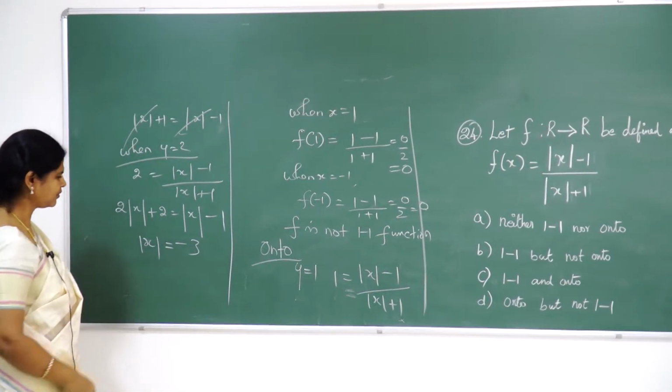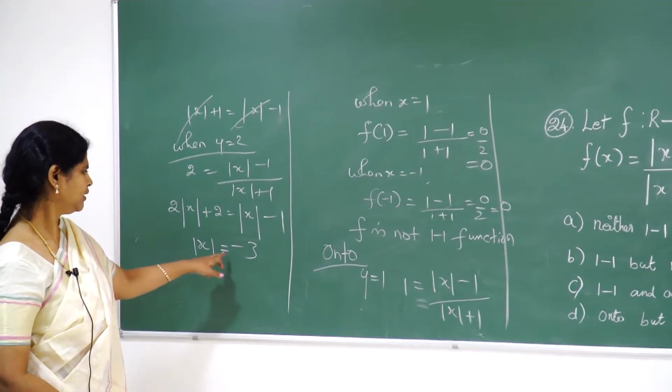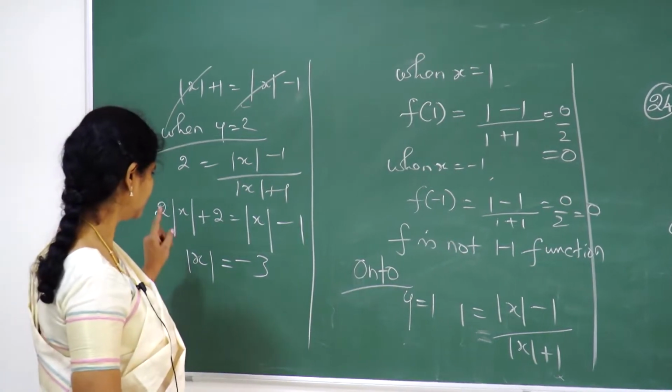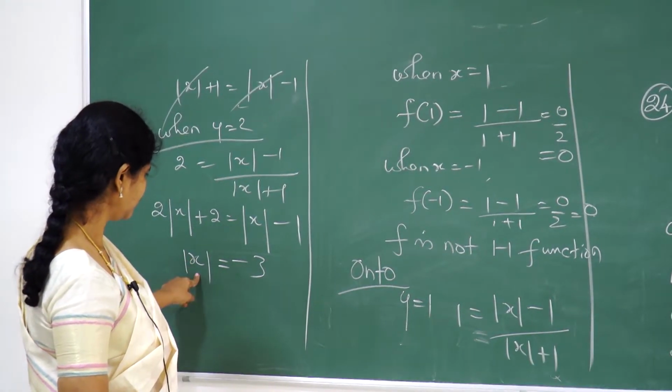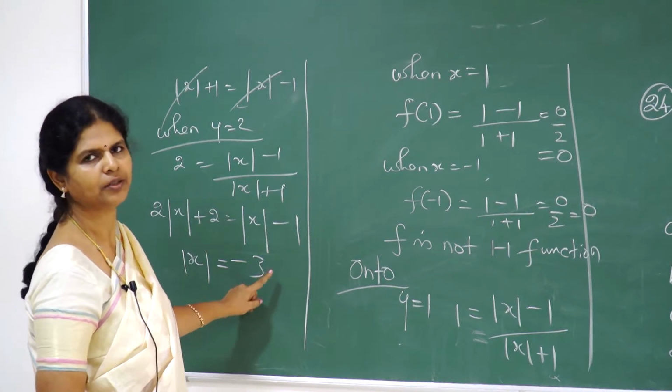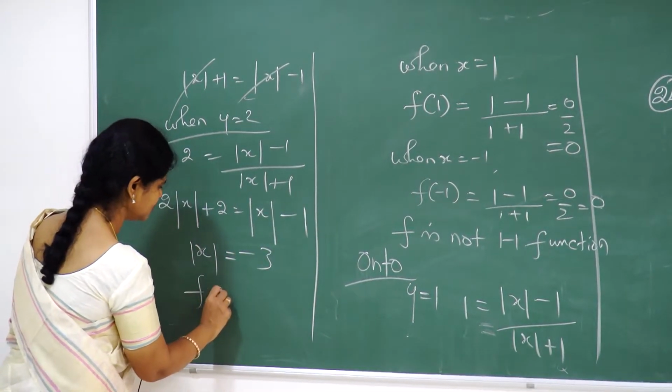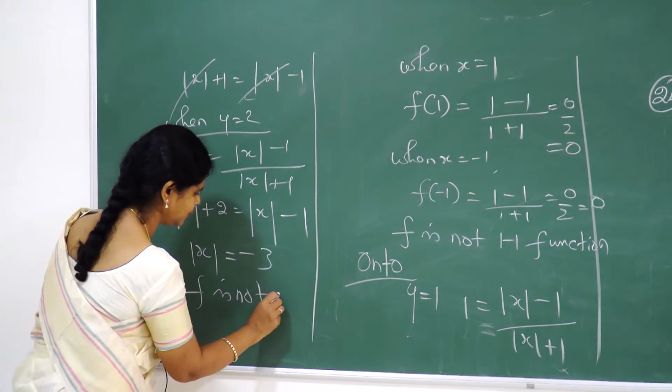But the modulus value is always positive. But you get on the right-hand side a negative value, which is a false statement. When you take a modulus, any value should be positive. So since you are getting a negative value, this f is not onto.